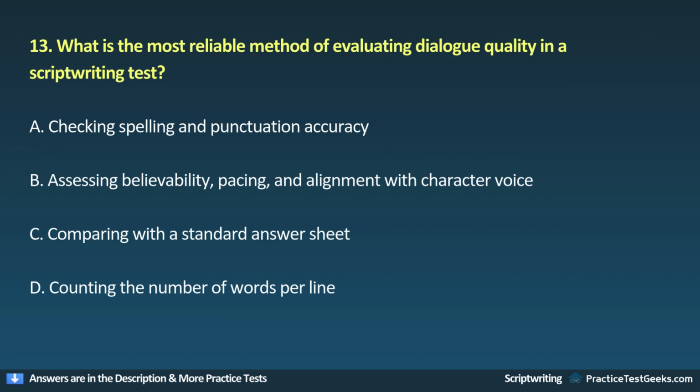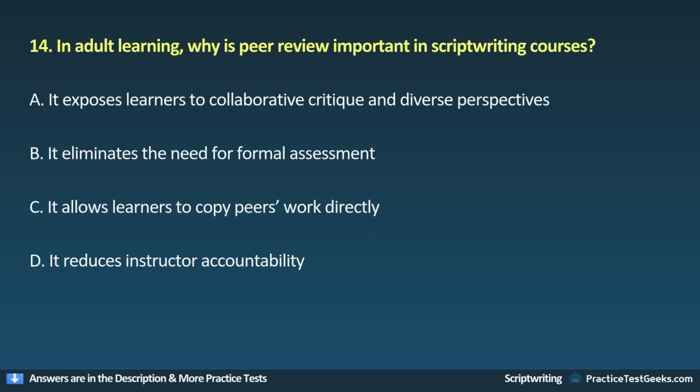13. What is the most reliable method of evaluating dialogue quality in a scriptwriting test? A. Checking spelling and punctuation accuracy. B. Assessing believability, pacing, and alignment with character voice. C. Comparing with a standard answer sheet. D. Counting the number of words per line.